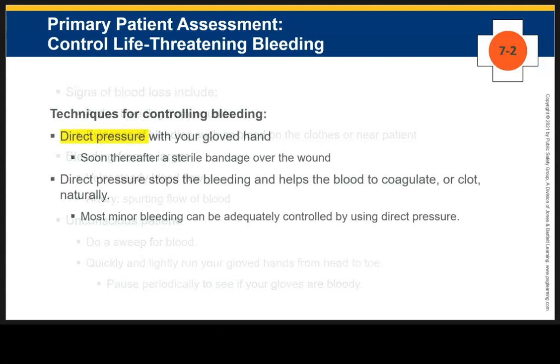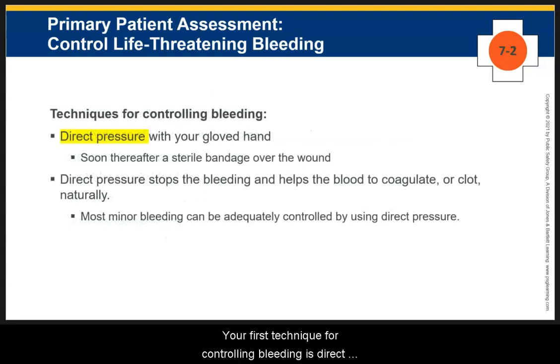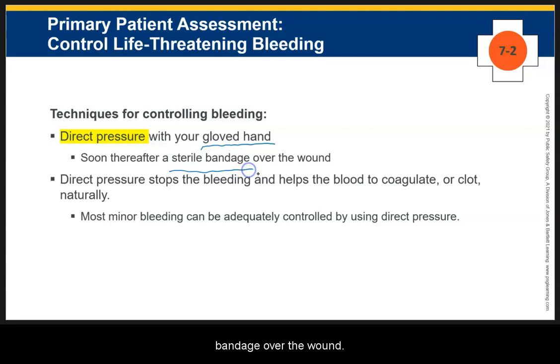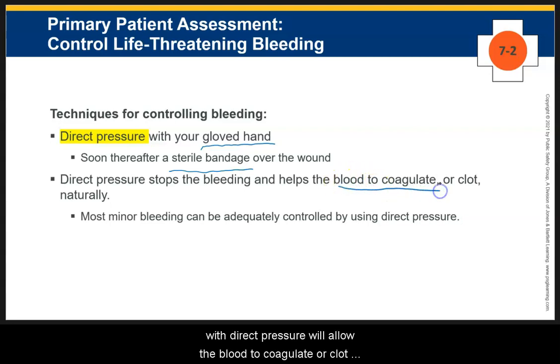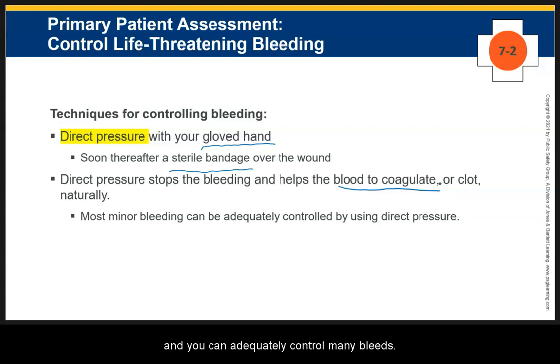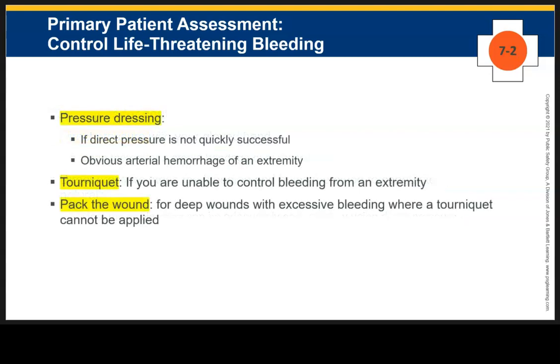and you can isolate what's occurred. Your first technique for controlling bleeding is direct pressure, and that could be with a gloved hand so that you can respond immediately, followed by placing a sterile bandage over the wound. Now, the high surface area of that sterile bandage, along with direct pressure, will allow the blood to coagulate or clot, and you can adequately control many bleeds.